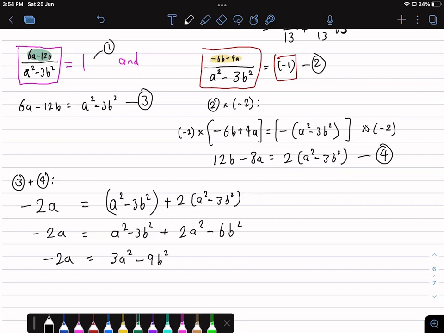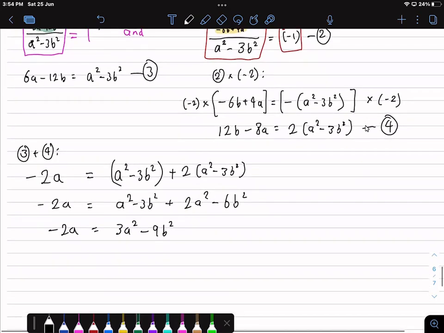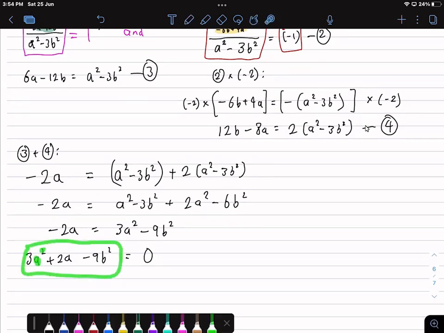Oh my goodness. I'm thinking of something very crazy. Here's how I could continue this. I want to solve for a, solve for b, right? So 3a square, I can bring the minus 2a over. So I get 3a square plus 2a minus 9b square equals 0. Isn't this just a quadratic equation in terms of a? This minus 9b square, you just pretend it's a constant. Right? 3a square plus 2a plus k equals 0.